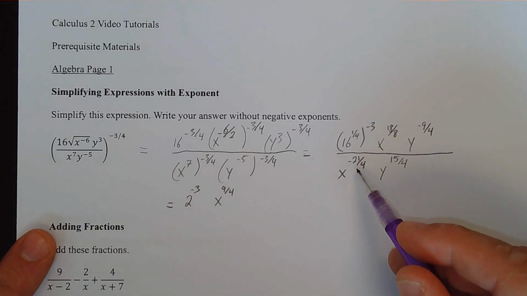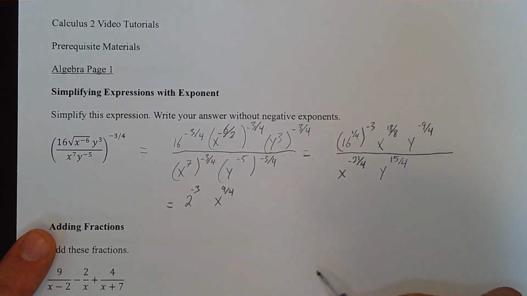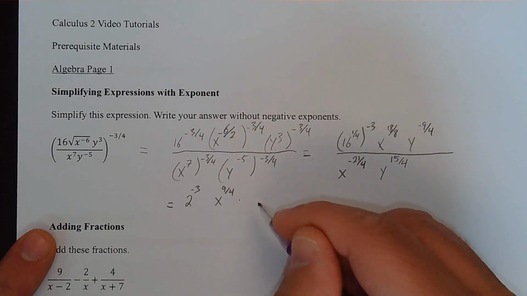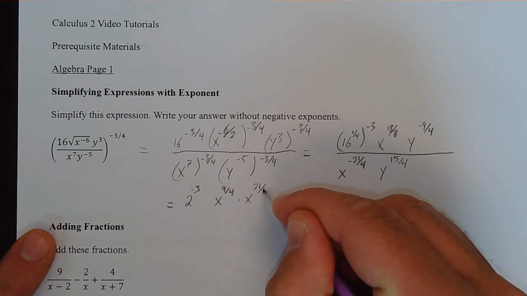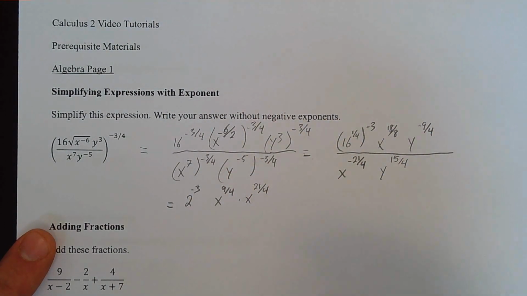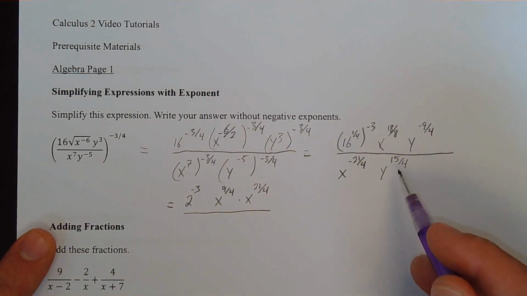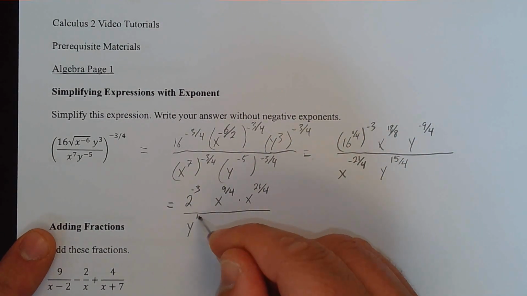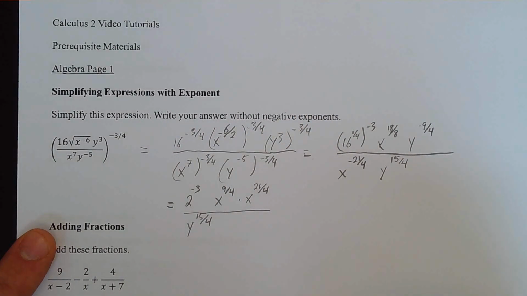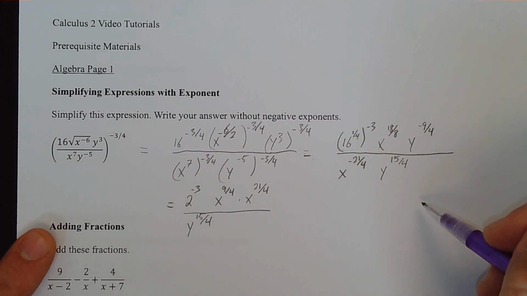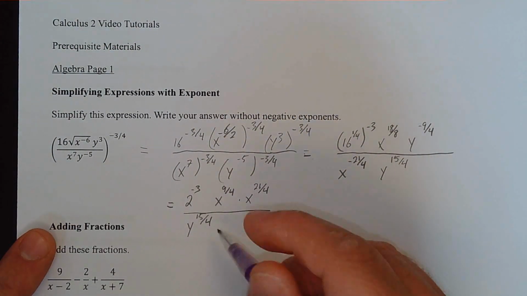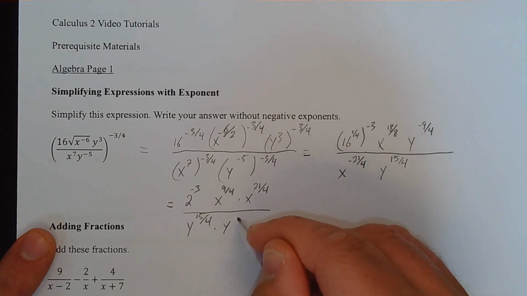And if I have a negative exponent down here, that's the same as a positive exponent on here. So that'd be times x to the 21 over 4. Over here I have y to the 15/4. And a negative exponent on the numerator is the same as a positive exponent on the denominator. So that's going to be times y to the 9/4.